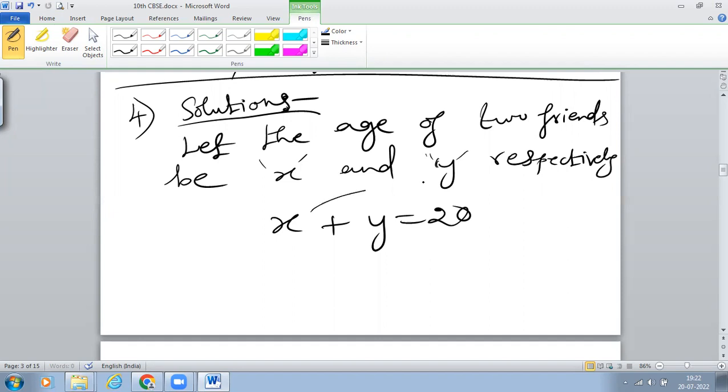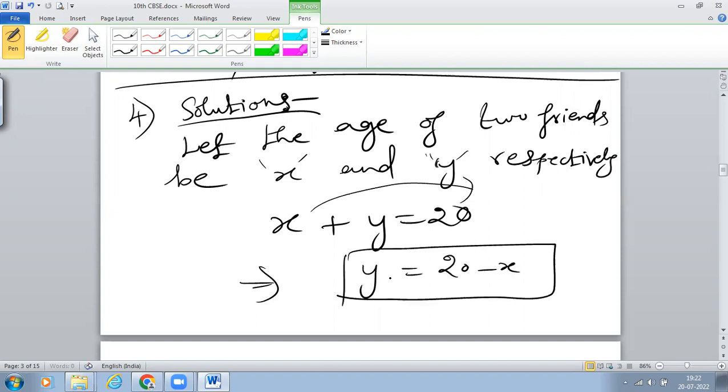Now I'm going to take this plus X to the right hand side. What will it become? Y is equal to 20 minus X. Because we have to form an equation involving only one variable, I'm keeping Y on the left hand side. I'm taking X to the opposite side, so it becomes minus X. So 20 minus X.